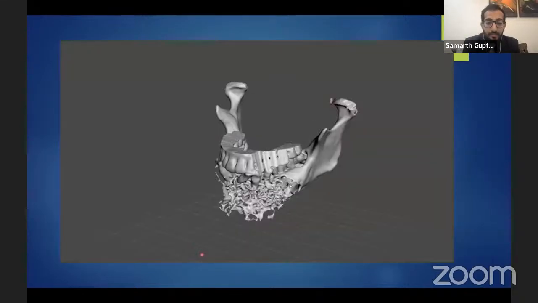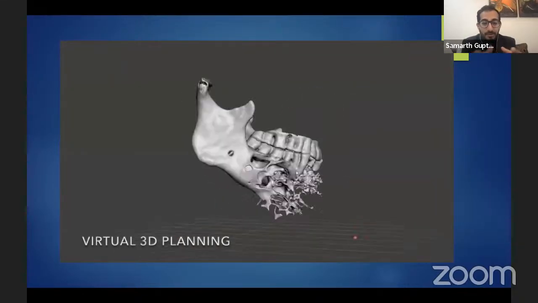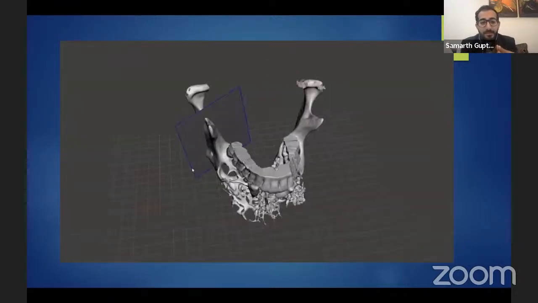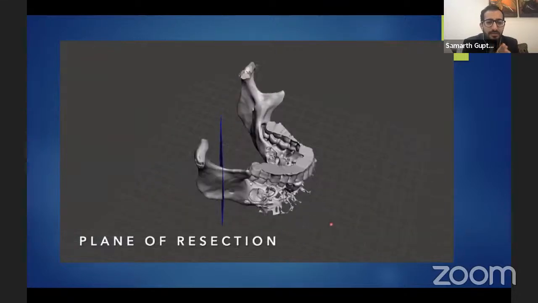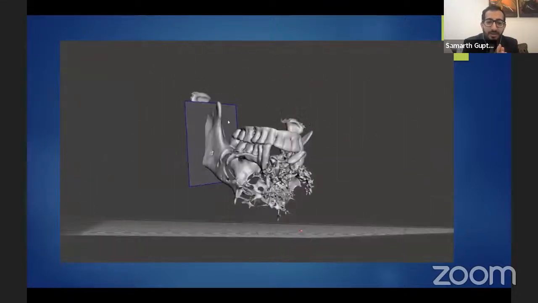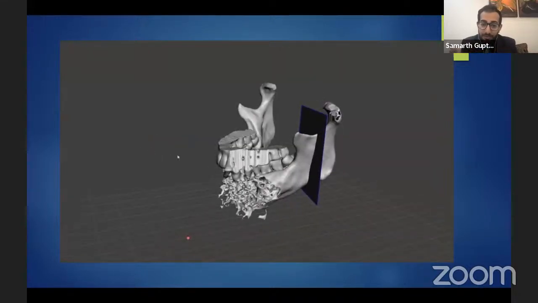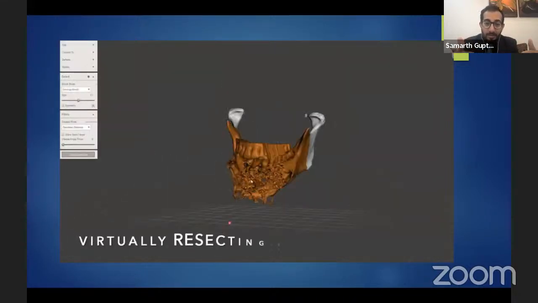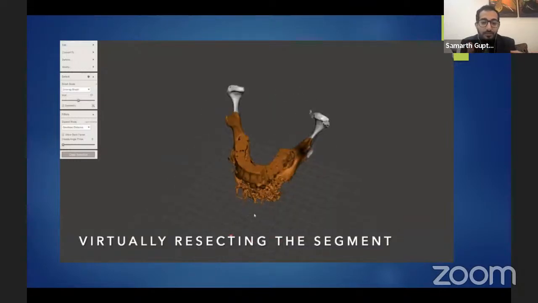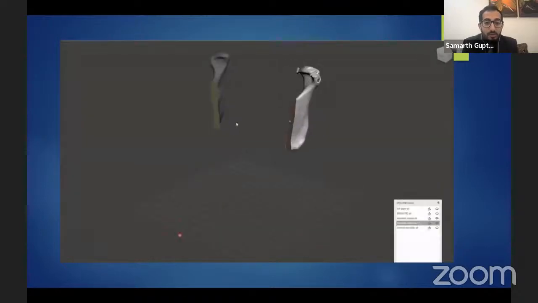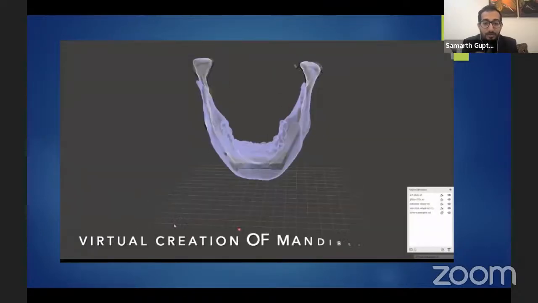So you can see, for virtual 3D planning, we can see this particular image in the computer, and this is a Meshmixer software, and you can make the plane of resection. Once you make the plane of resection on both sides and remove the tumor, you will get the residual mandible. This is the colored part, which will be resected virtually and removed. So after removing, we need to reconstruct the mandible.